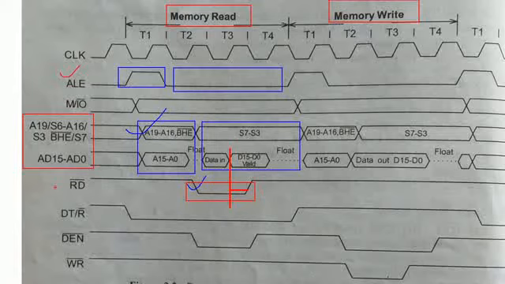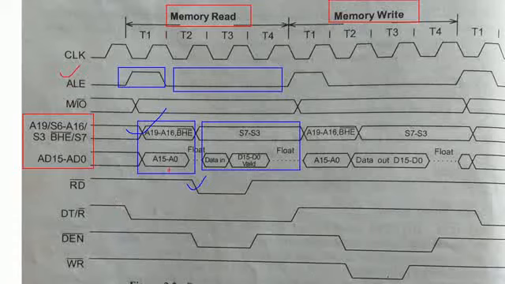Now another thing is DT slash R bar. We have one more pin called DT slash R bar in the microprocessor. DT slash R bar is the data transmission and receiving signal. What kind of operation are we performing over here? We are reading the data from the memory into the microprocessor.